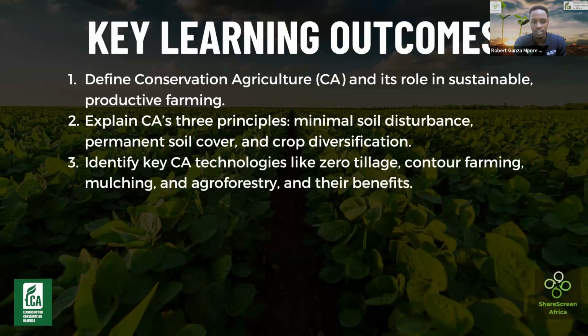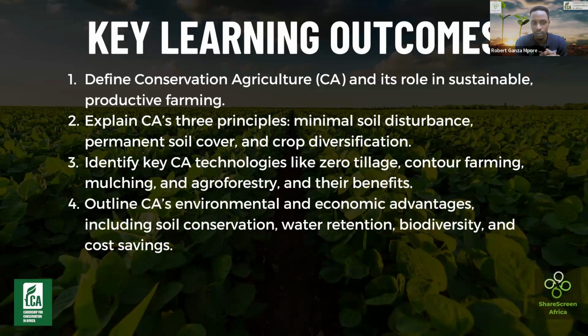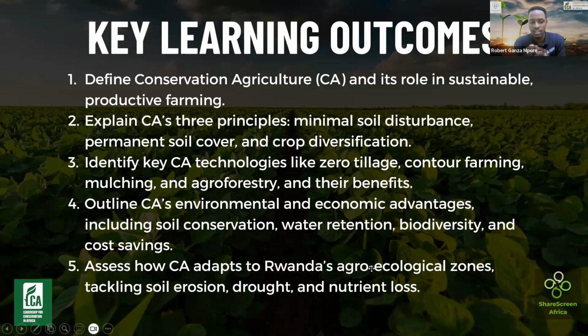The third learning outcome is that you're also going to be able to identify key conservation agriculture technologies like zero tillage, which goes in line with minimal soil disturbance, contour farming, mulching, and agroforestry and their benefits. You're also going to be able to outline conservation agriculture's environmental and economic advantages, including soil conservation, water retention, biodiversity and cost savings.